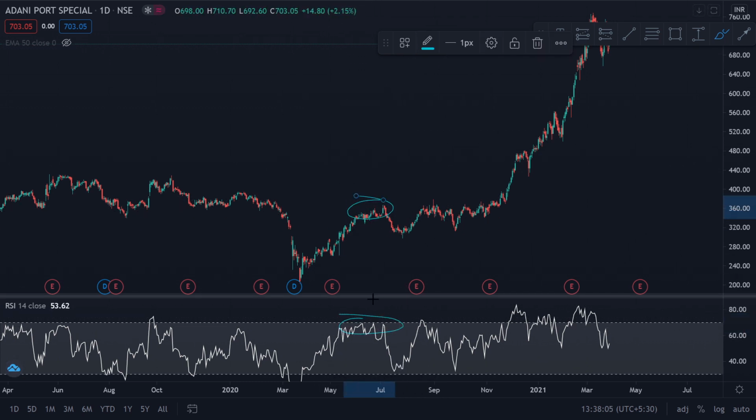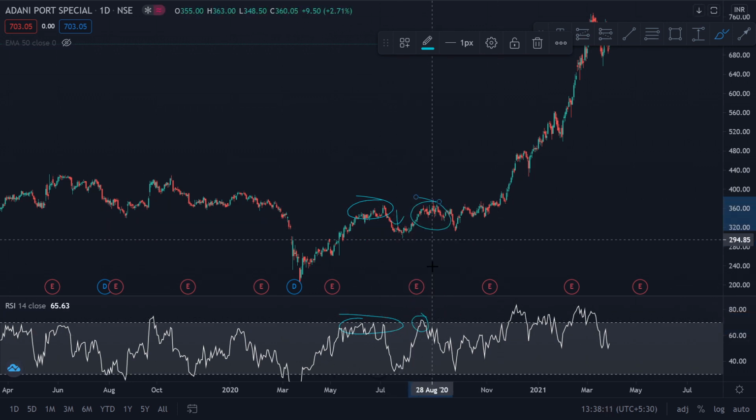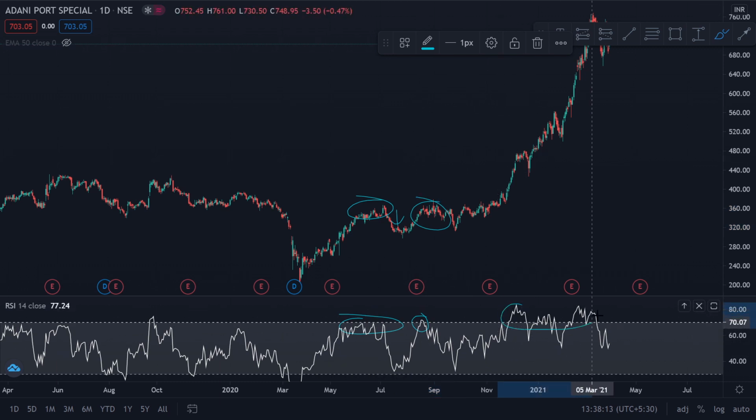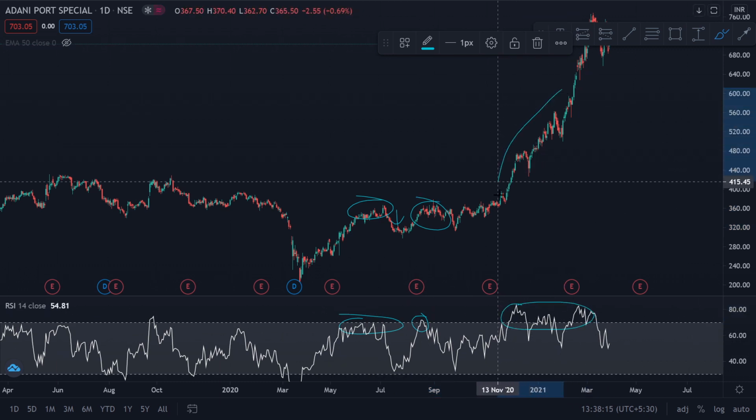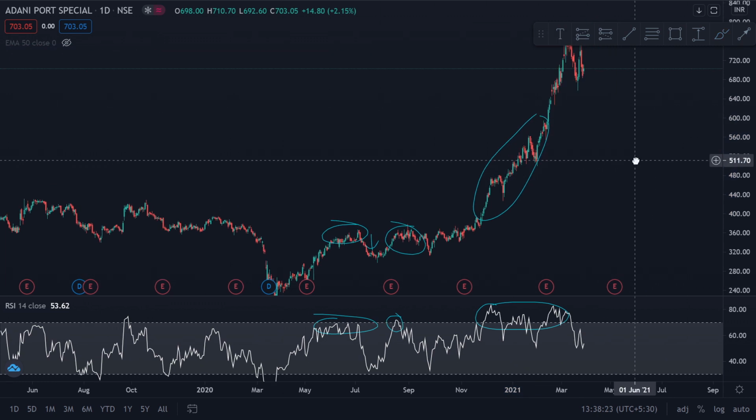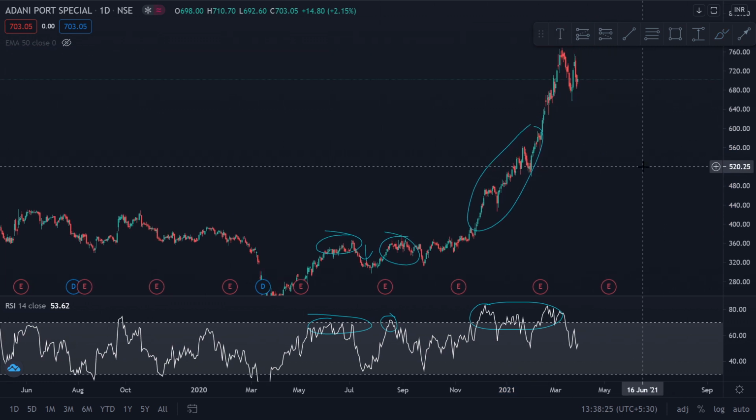Now imagine what would have happened if you would have sold the stock anywhere in these regions. Here, okay, you could say you probably got a small fall. If you short sold it here, you didn't get anything much. And then in these areas, imagine what would have been your state if you short sold Adani Ports in these areas, right? So this is why you cannot directly look at RSI and decide whether you want to buy or sell.